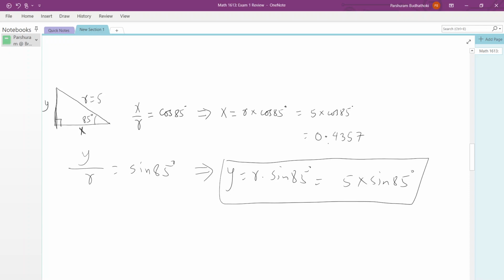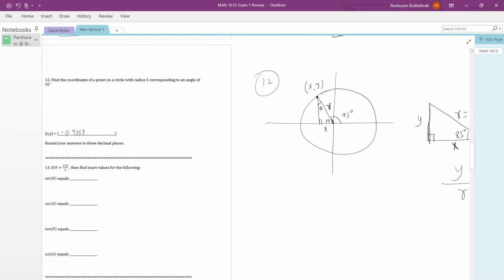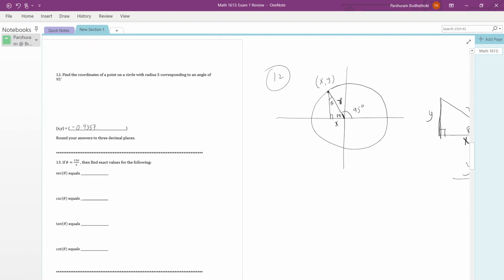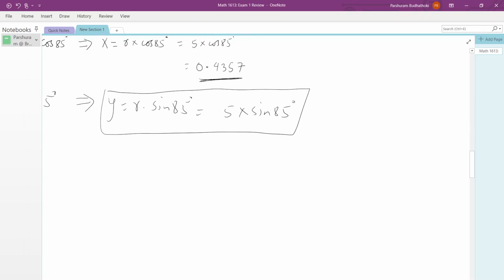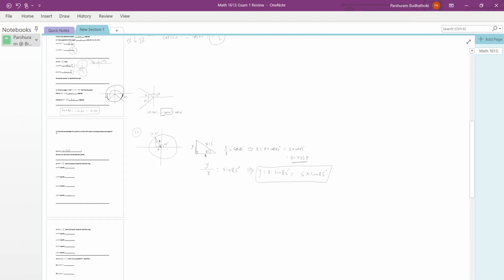But remember, this value is just a distance. We need the x coordinate, and this x coordinate is on the negative side. That's why we're making this negative. But for the y coordinate, we don't have to make it negative because it's positive. So if you just multiply sine 85 times 5, let me just use my calculator, which is 4.98. So I'm going to use that value here, 4.98.